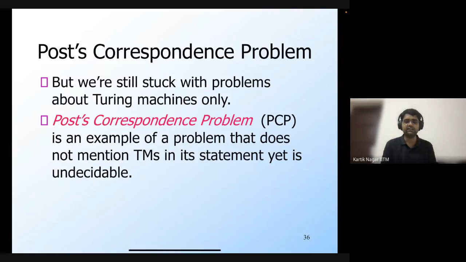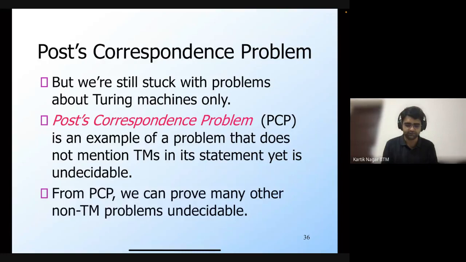PCP is an example of a problem that does not mention Turing machines in its statement, and yet it is undecidable. If you look at the statement of PCP, it actually seems very simple and straightforward, and you may feel that there should be an algorithm to solve that problem, but as it happens, there is none. You can never come up with an algorithm to solve the PCP problem.